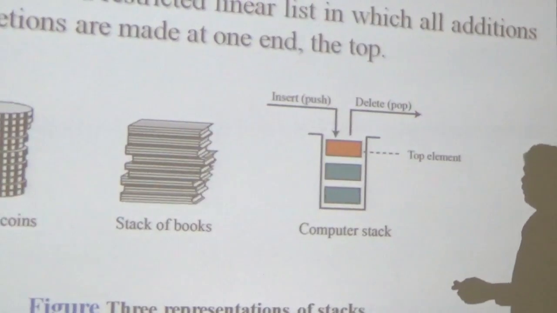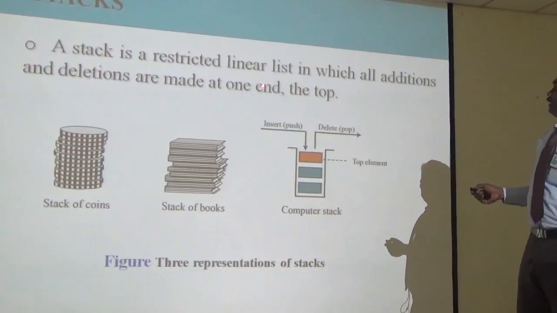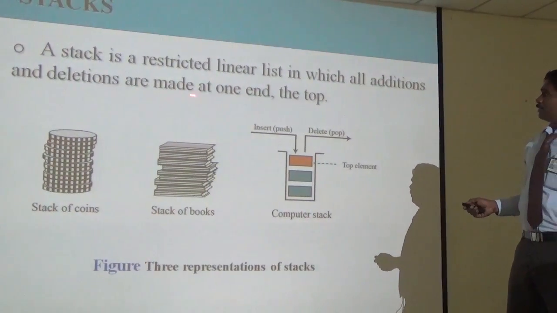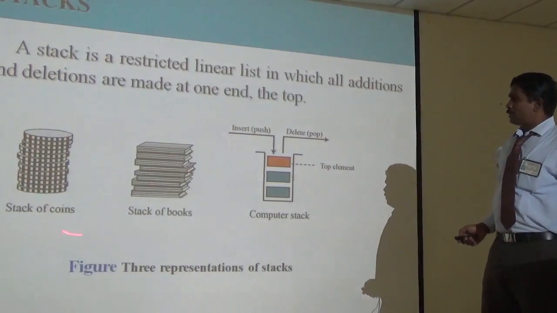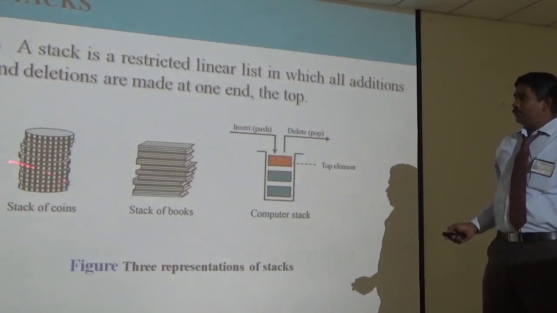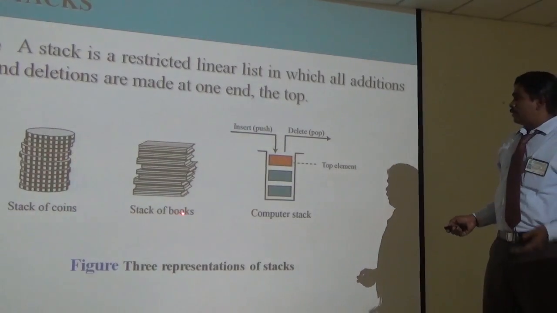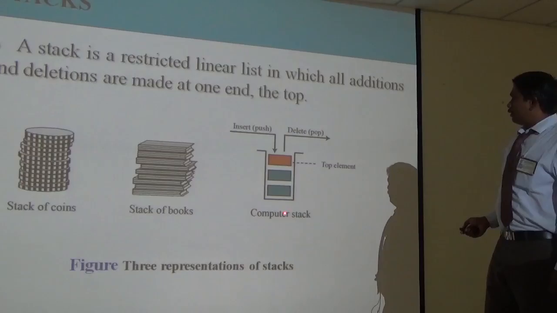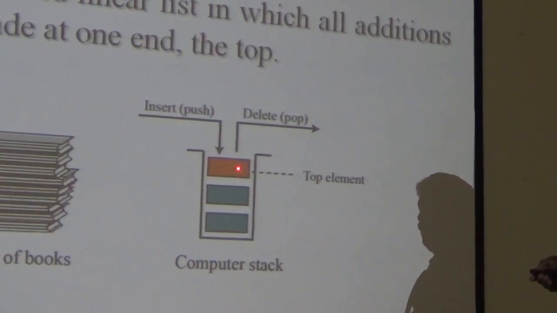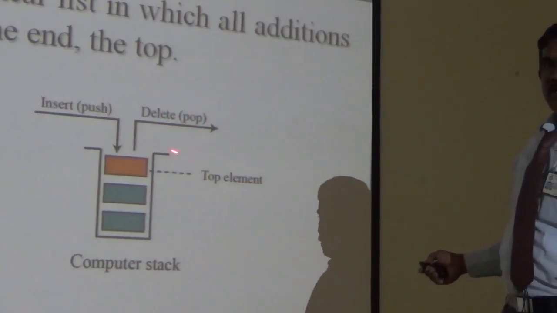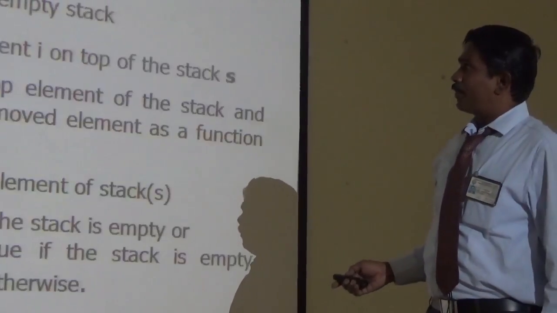So a stack is a restricted linear list in which all additions and deletions are made at one end, called the top of the stack. Look at some representations: a stack of coins, a stack of books, and the computer stack. The elements are added one by one, which is called a push, and the last inserted element is taken out, which is called a pop operation.